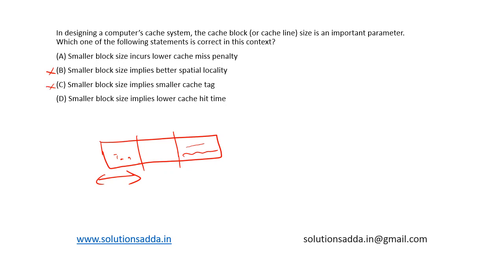Smaller block size implies lower cache hit time. The hit time is solely depending upon the comparators used. So this option is also wrong. So the correct answer is option A. Smaller block size incurs lower cache miss penalty.